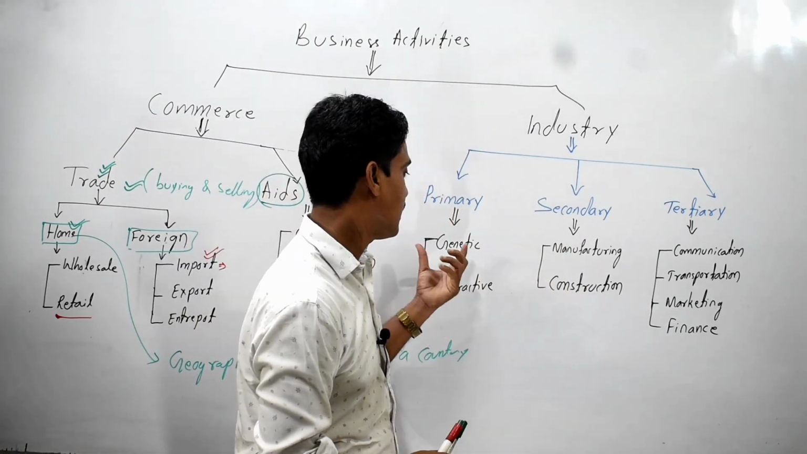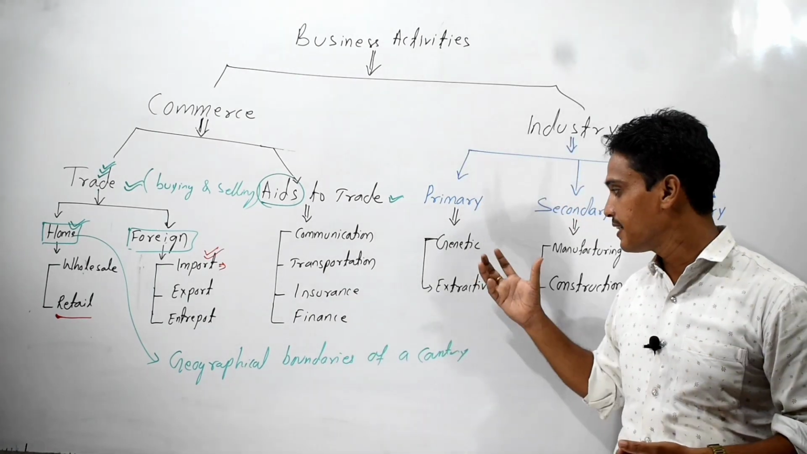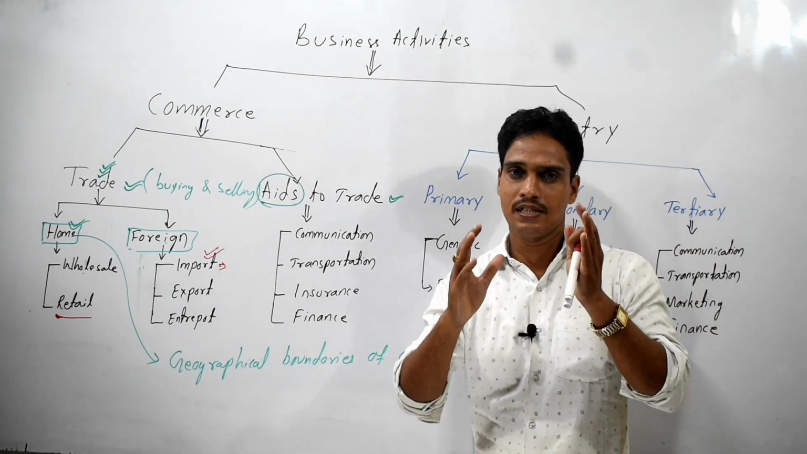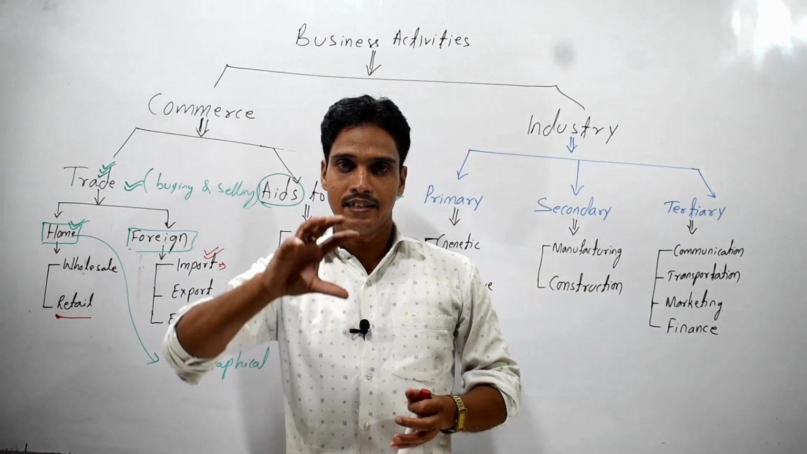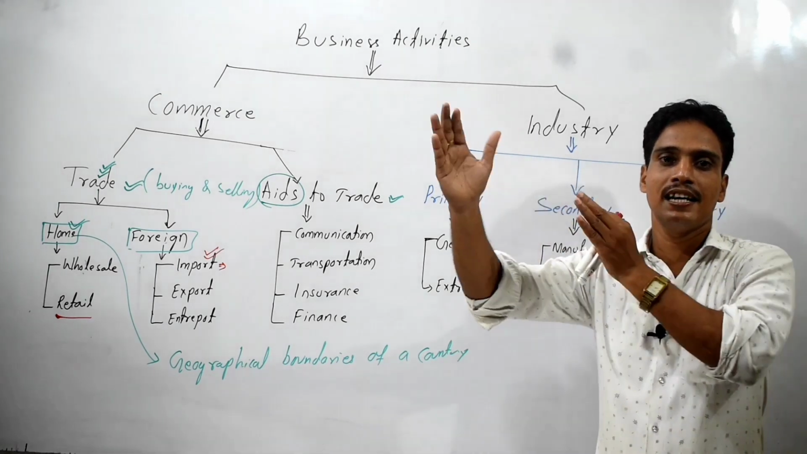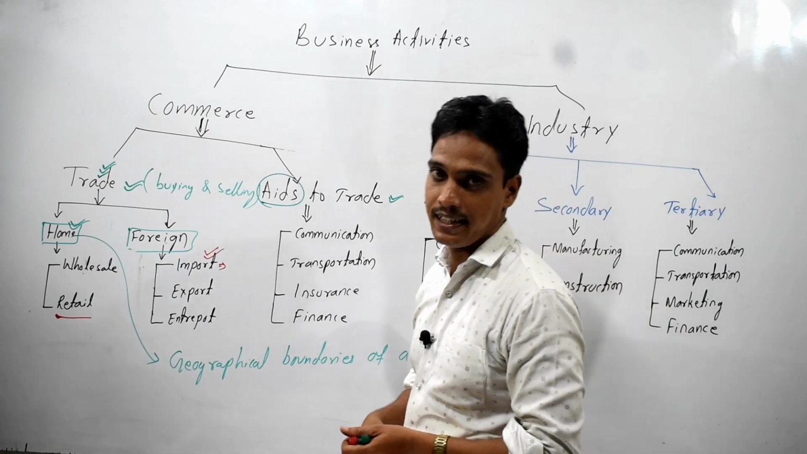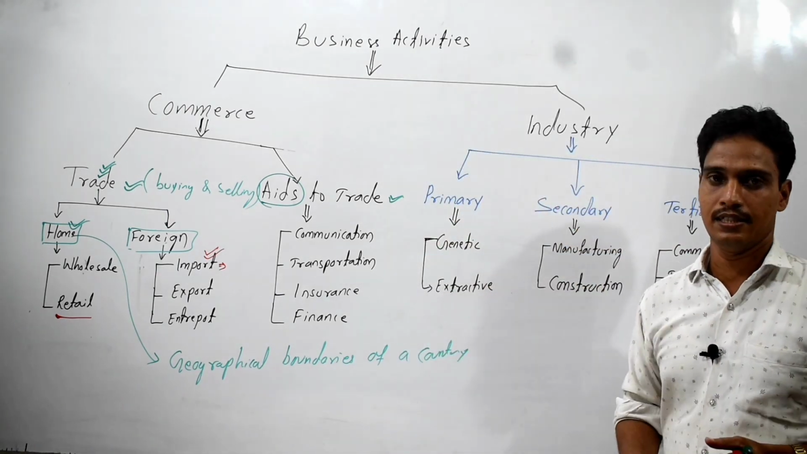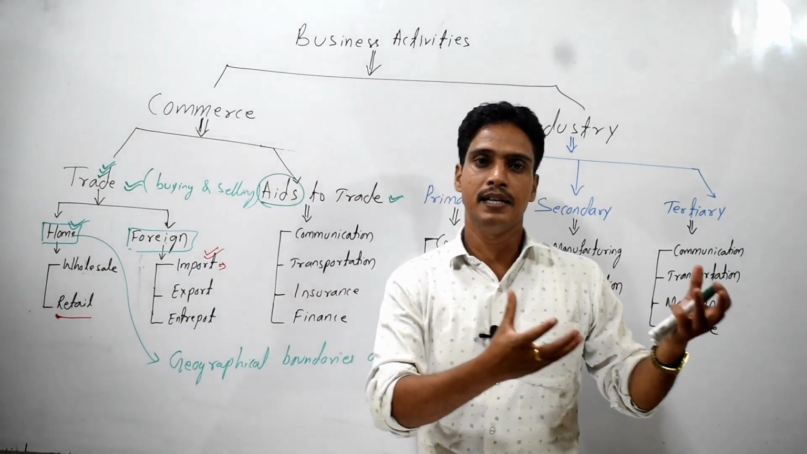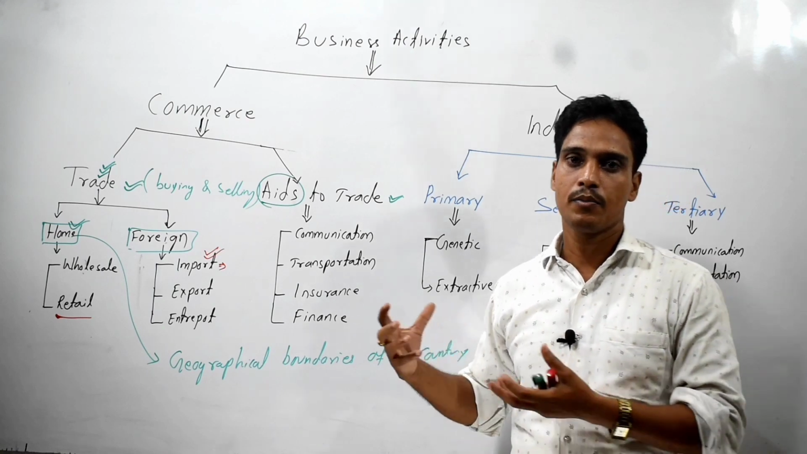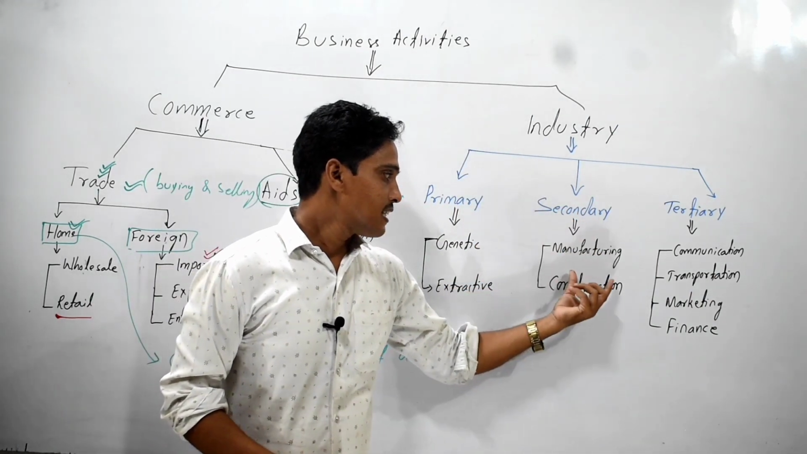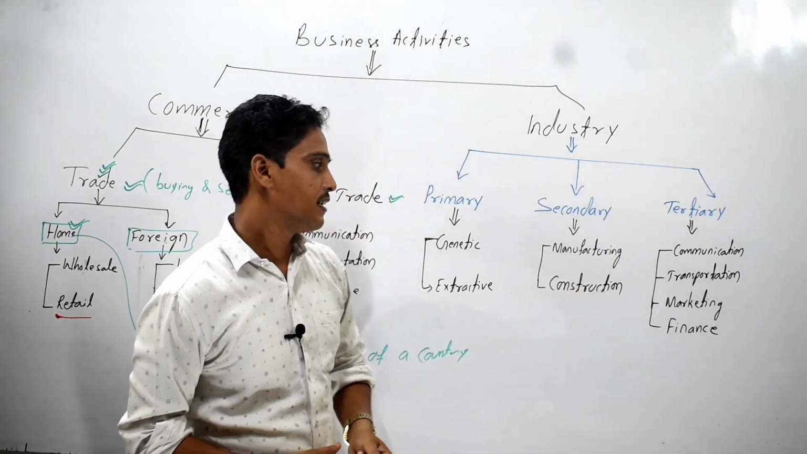So the genetic industry are those industry which are concerned with multiplying certain species of plants and animals is called genetic industry. That means it is a special category of industry that reproduces or increases certain species of plants and animals. Whereas extractive industries are those industries which are concerned with extracting raw materials from the nature, that means from the soil or from the water or from the air or from beneath the earth, that is called extractive industries. Again, the secondary industry is divided into two types, that is manufacturing and construction industry.